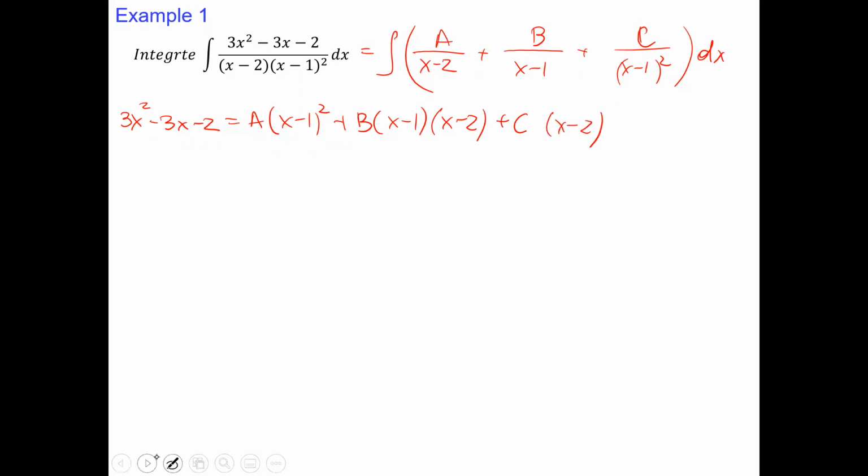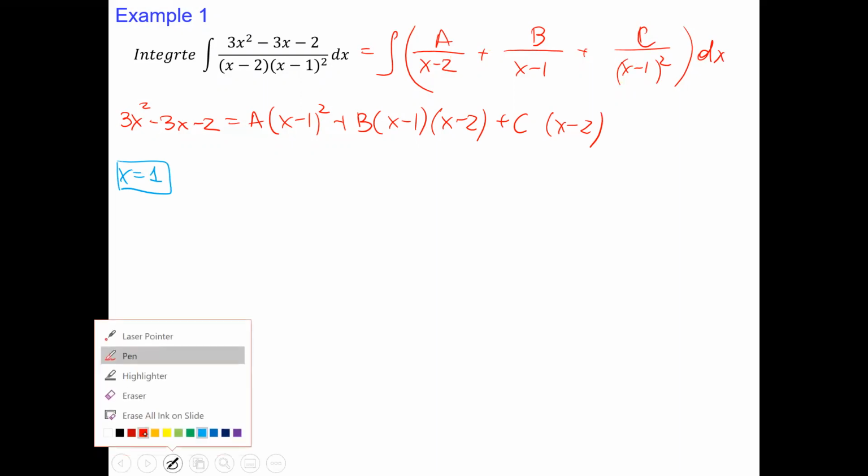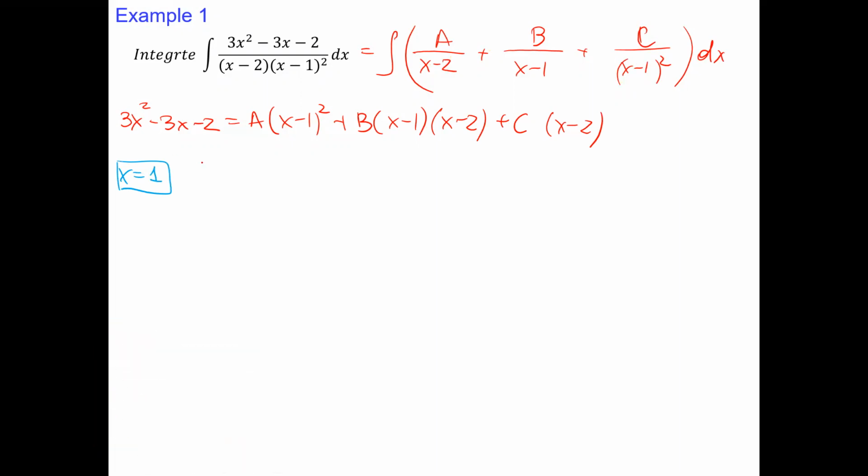Okay, now let's pick the value of x. I will pick 1. And if we substitute into this equation, we will get 3 minus 2. A will be 0, B will be 0. 1 minus 2 is negative 1 times C, which means C is 2. Nice, really nice. Now let's pick the value 2 instead of x, and let's substitute.